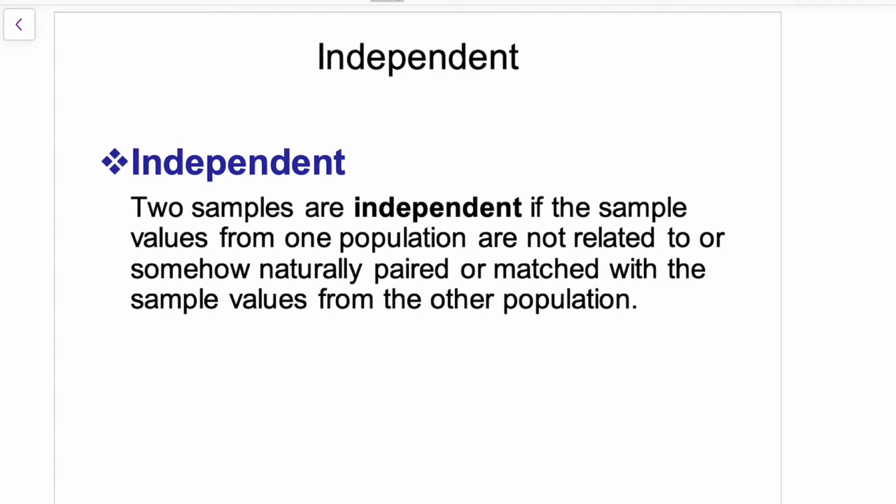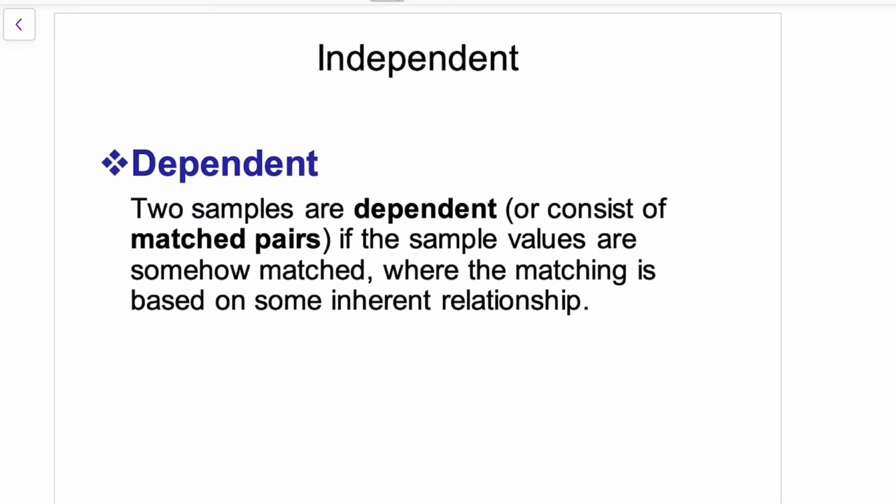Two samples are independent if the sample values from one population are not related to or somehow naturally paired or matched with the sample values from another population. In this section, we will be dealing with two samples that are in fact independent. The counterpoint to independence is what we call dependence.